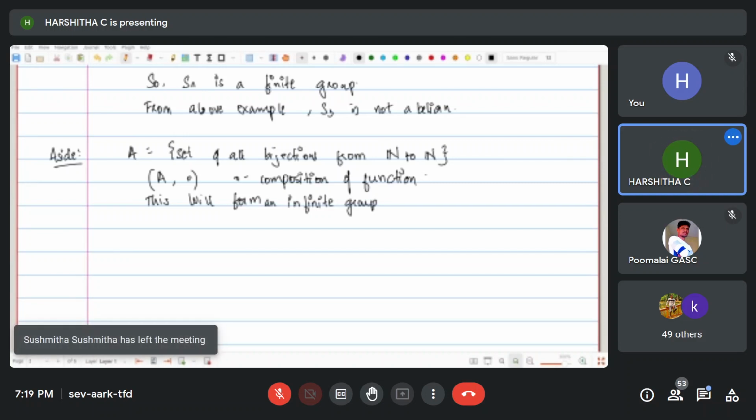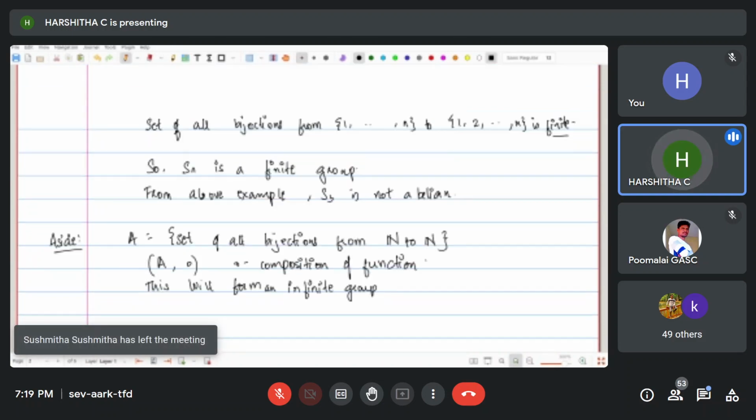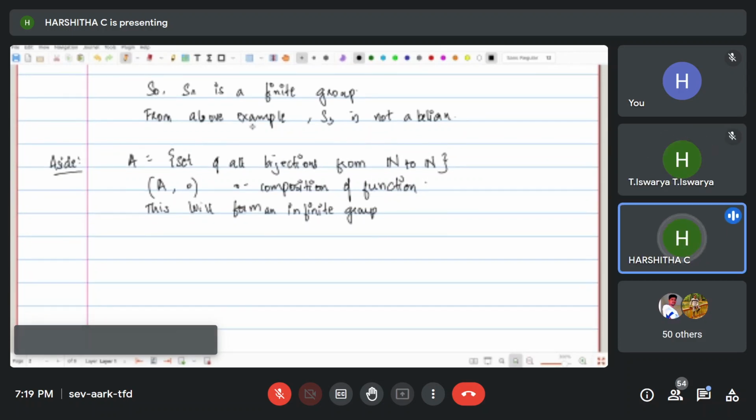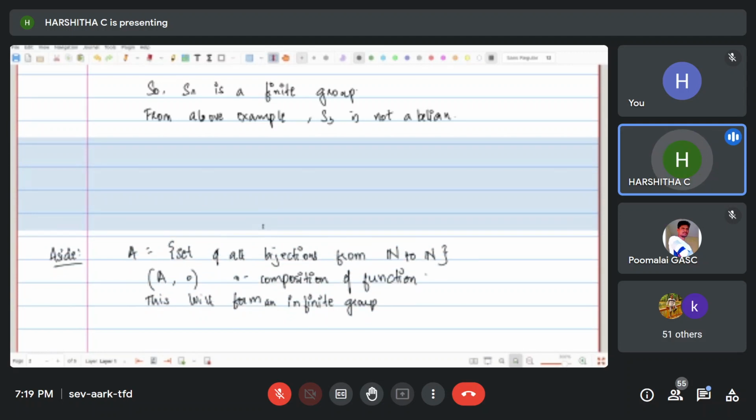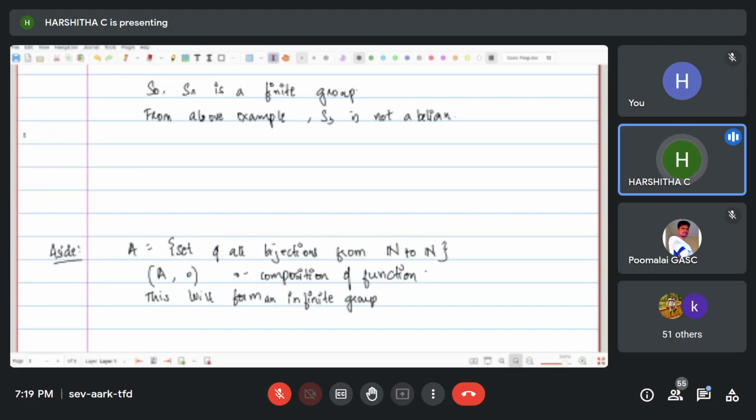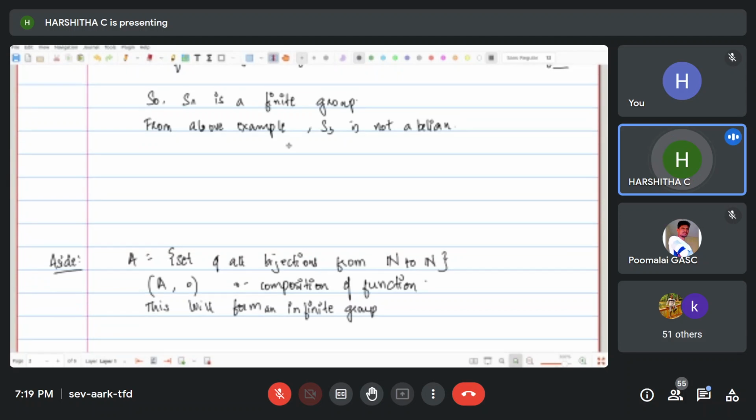Okay. So coming back to what we were saying, S3 is not abelian, but in general, if you take any Sn, you can consider a function similar to what we did, right? In fact, almost any example that you'll take, you'll see that it will most probably not commute.